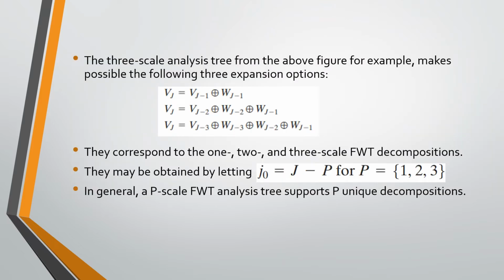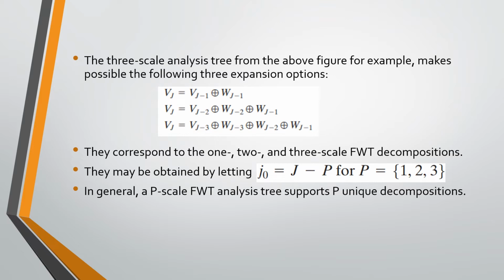The three-scale analysis tree from the above figure, for example, makes possible the following three expansion operations. V_j is equal to V_(j-1) and W_(j-1); V_j is equal to V_(j-2), W_(j-2) and W_(j-1); and V_j is equal to V_(j-3), W_(j-3), W_(j-2) and W_(j-1). They correspond to the 1, 2, and 3 scale FWT decompositions.